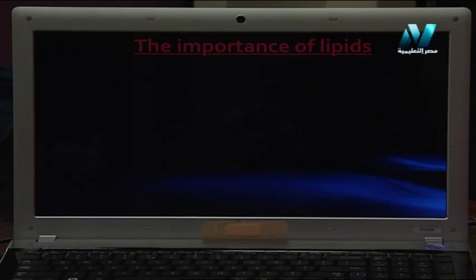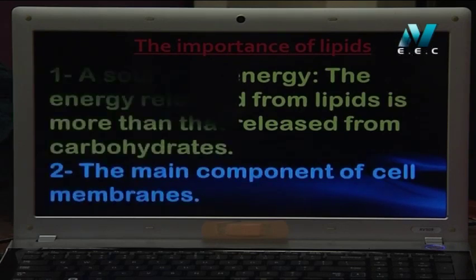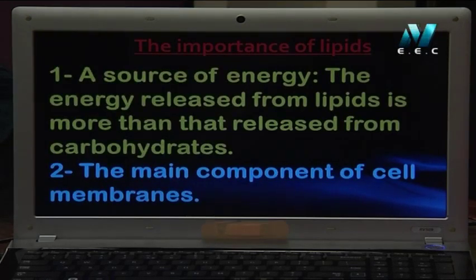What is the importance of lipids? A source of energy. The energy released from lipids is more than that released from carbohydrates. Also, lipids are found as the main component of the cell membrane.